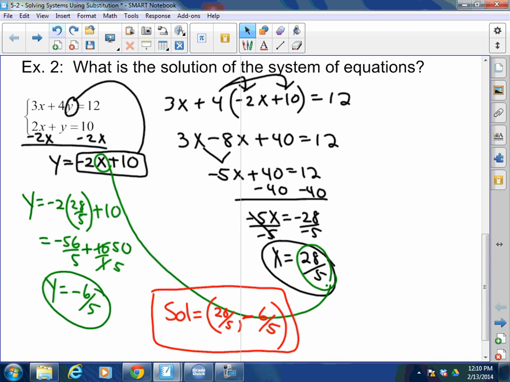How did I get the 10 to be 50? We're adding fractions. So this 10 has a denominator of 1. The common denominator between 1 and 5 is 5. So I multiply 5 to both the denominator and the numerator. Thank you for asking.